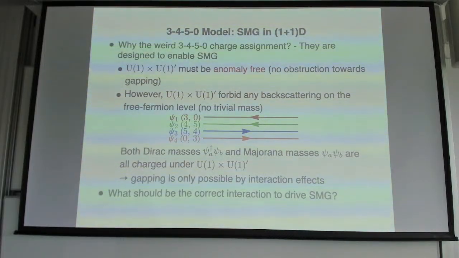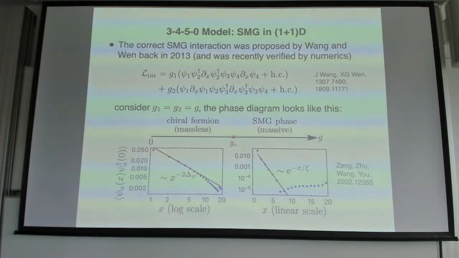So, okay. Now the question is, what is the correct interaction to drive SMG in this system? So the correct interaction was proposed by Yi-Zhuang and Xiaogang back in 2013. And they wrote down in their paper such a very complicated 6 fermion interaction. You can see that it involves 6 fermion operators, and there are 2 of them. And then you need to apply them together. And then it is proposed that this interaction can gap out the fermion. If you just look at this interaction, it's highly irrelevant. If you add it perturbatively, it's not going to do anything.